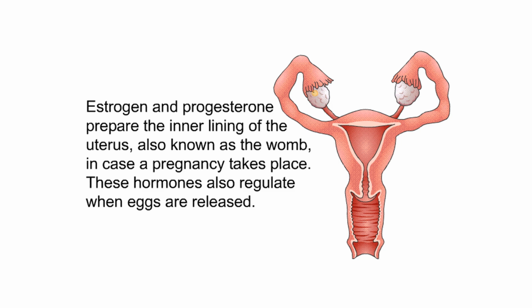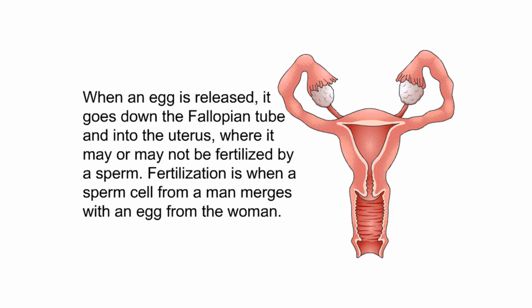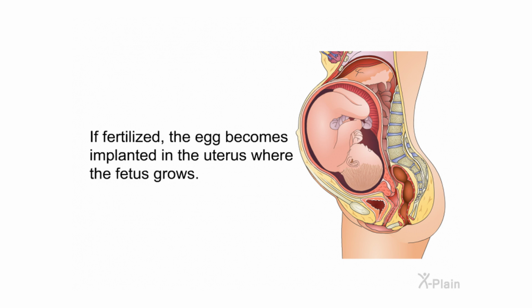Estrogen and progesterone prepare the inner lining of the uterus, also known as the womb, in case a pregnancy takes place. These hormones also regulate when eggs are released. When an egg is released, it goes down the fallopian tube and into the uterus where it may or may not be fertilized by a sperm. Fertilization is when a sperm cell from a man merges with an egg from the woman. If fertilized, the egg becomes implanted in the uterus where the fetus grows.